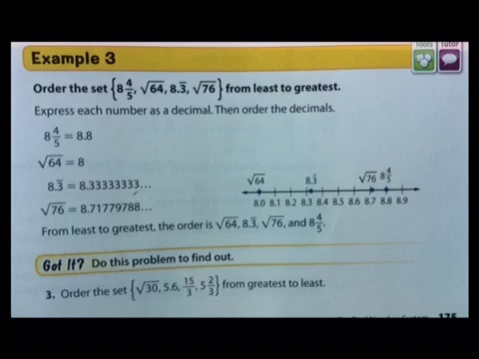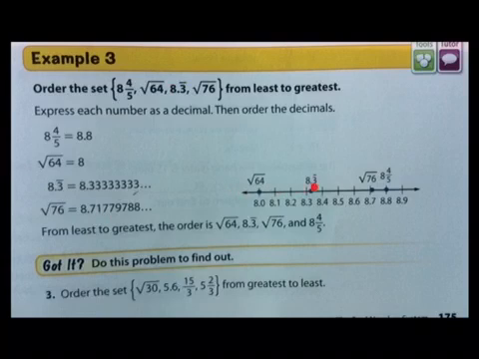And now for example 3, we're going to compare and put in order from least to greatest these values. You can see that what we do is we convert them all into the same format, which this time is whole number or decimal. So we see here that this one is decimal 8.8. 8 4/5. Square root of 64 is 8. 8.3 bar notation, it's 8.3333, and so on. And square root of 76, when you type that into your calculator, you'll get 8.71, and so on.